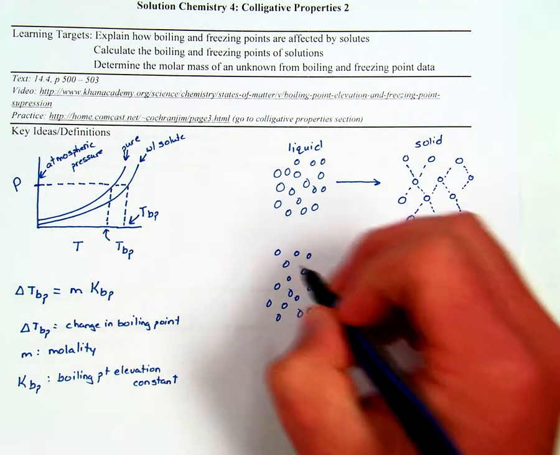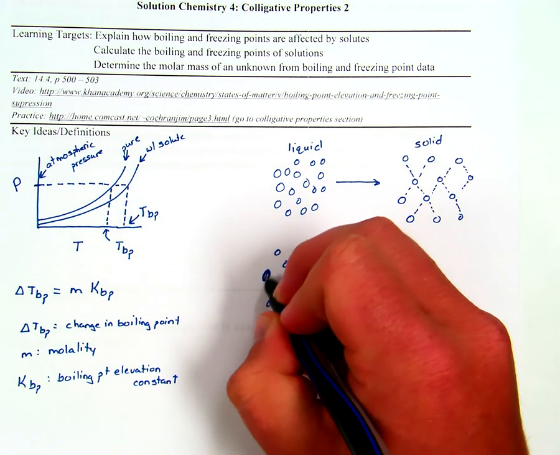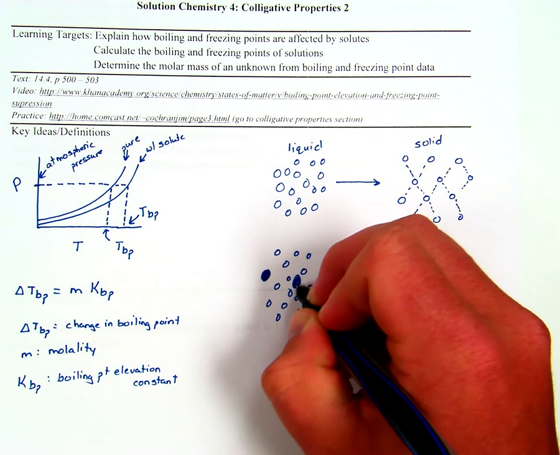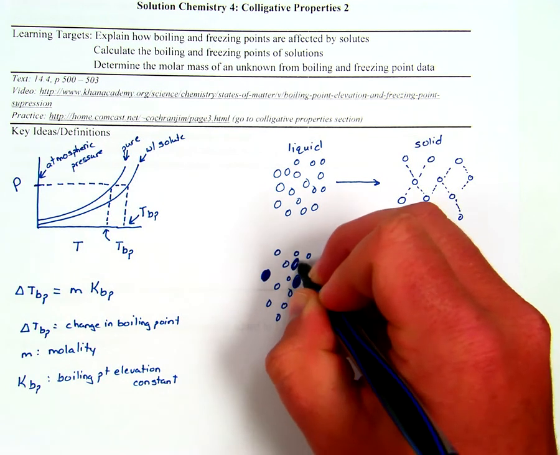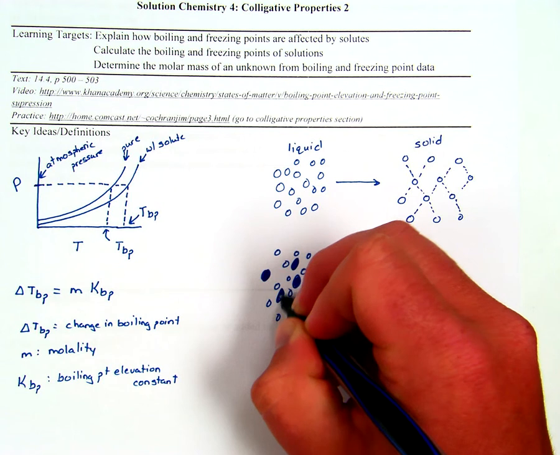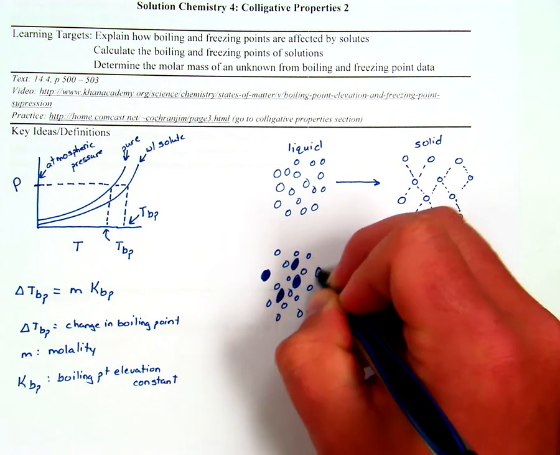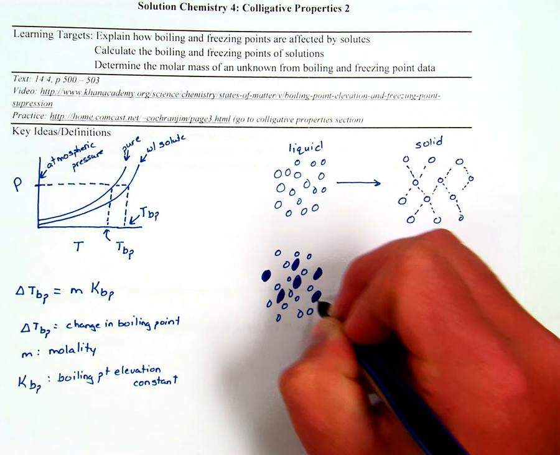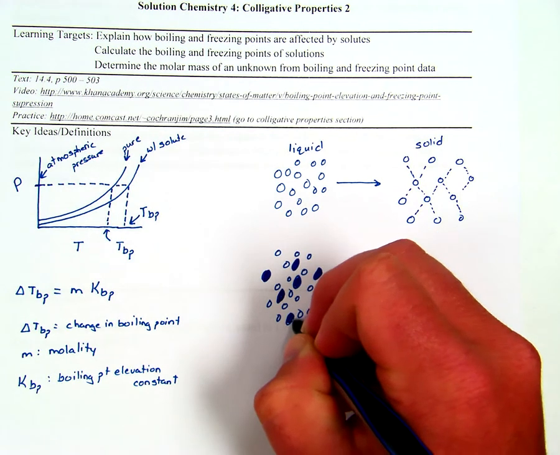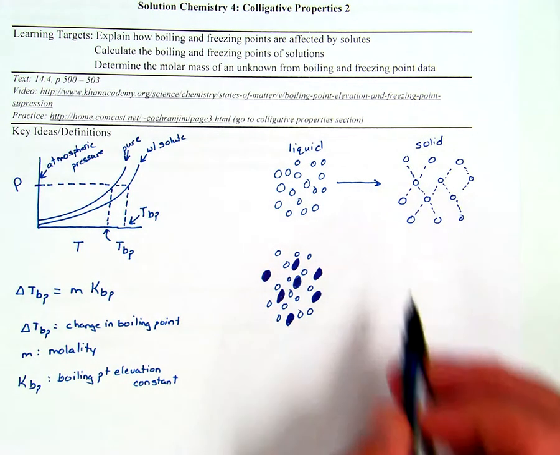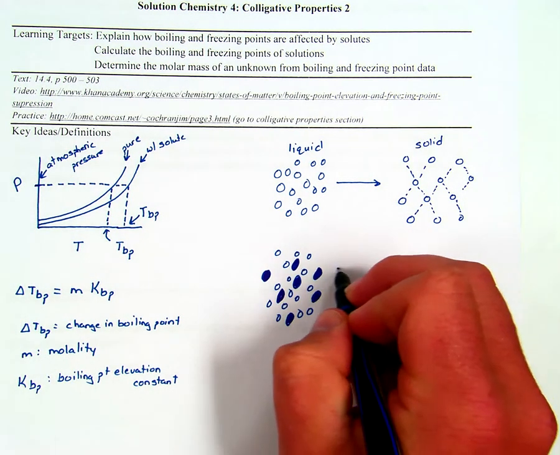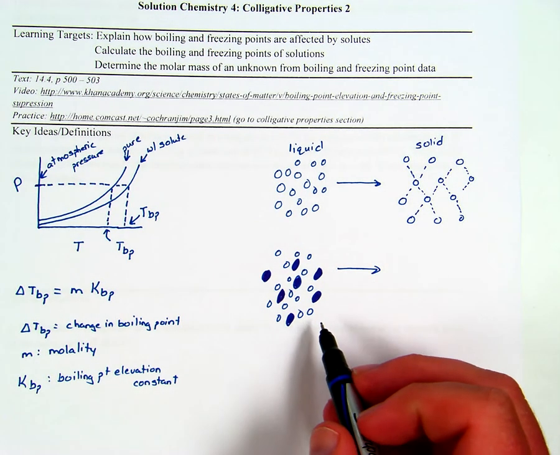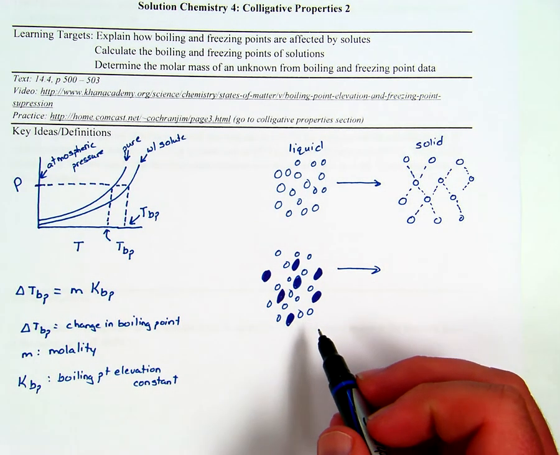Okay, say I had some particle that was bigger than water. Okay, here are our solute particles that are now in the solution with water. Do you think that we're going to have to increase or decrease the temperature from the normal boiling point in order to get this to freeze? Well, the fact that all these particles are in the way means that we're going to have to decrease the temperature even more in order to get this arrangement to happen.